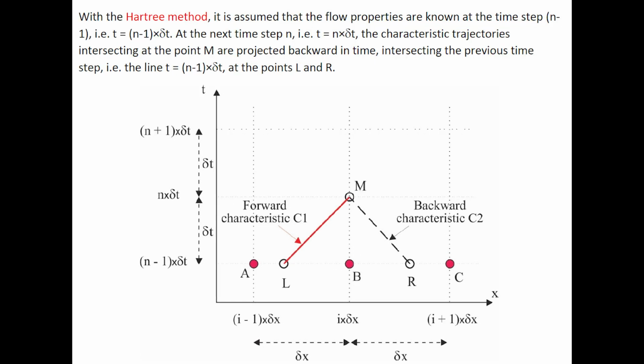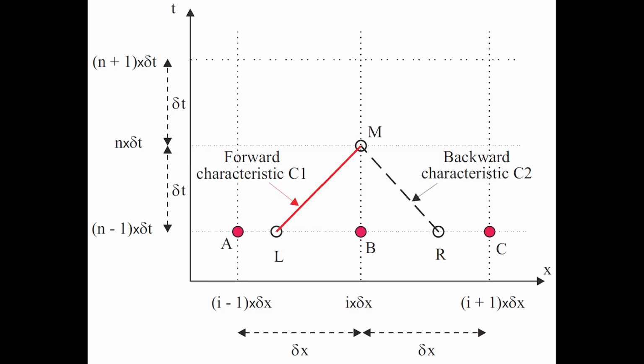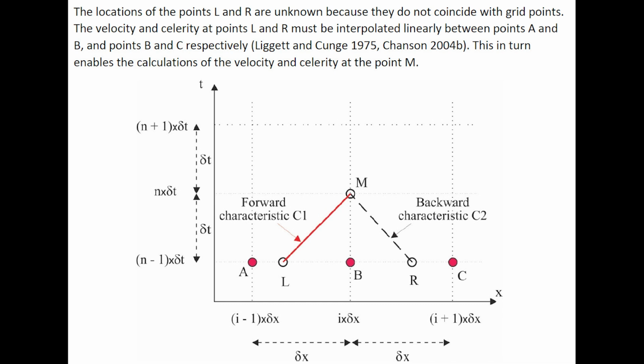With the Hartree method, it is assumed that the flow properties at a time step n-1 are known, and we deduce the flow properties at the next time step, using forward and backward characteristics as illustrated here. The locations of the points L and R at the time step n-1 are unknown because they do not coincide with the grid points. The celerity and the velocity must be interpolated linearly.